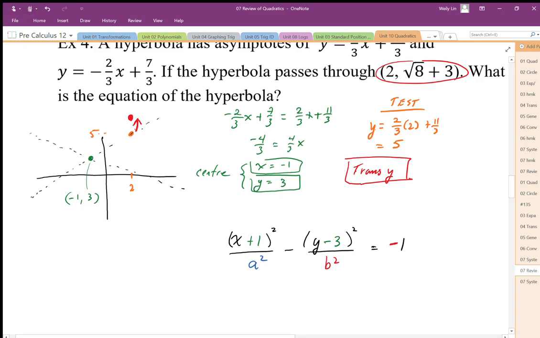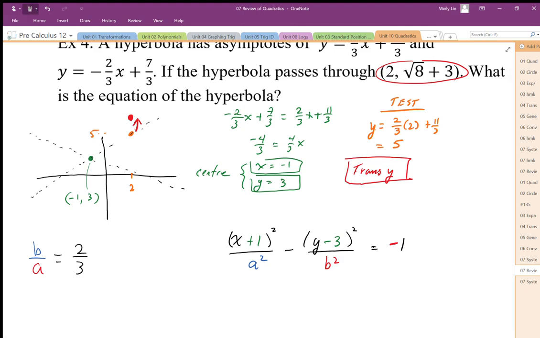The other relationship is this. I know that my b over a value is my slope. Now I don't know what b and a are, but I do know my slope is 2 over 3. We could put absolute value around that, but essentially it's 2 over 3. I can't say that b is 2, a is 3.